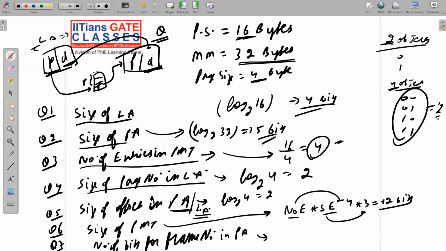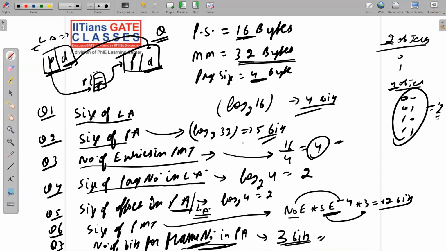Number of bits for frame number in physical address. That is nothing but the size of each entry, which is 3 bits. How do you get the number of bits for frame number in physical address? You simply divide main memory size by frame size, since page size and frame size are equal. You get the number of frames, and to label each frame we need bits, so log base 2 will be our answer. That means 3 bits. So number of bits for frame number in physical address and size of entry in page map table are one and the same thing. And they are giving us 3 bits.